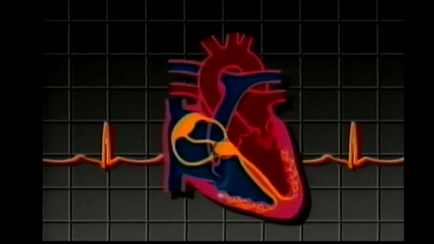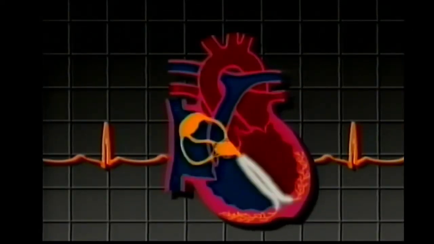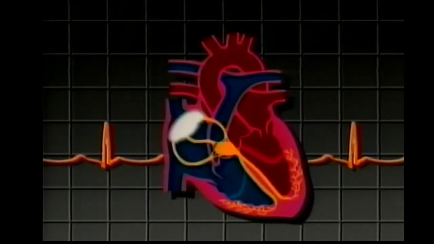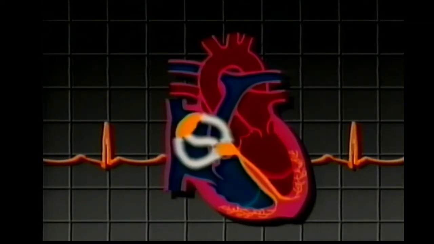The sinoatrial or SA node is the primary pacemaker in the normally functioning heart. It initiates electrical impulses from its location in the right atrium near the entrance of the superior vena cava. Conduction of the impulses to both atria occurs over internodal pathways and results in atrial contraction. Atrial contraction pushes blood into the relaxed ventricles, filling them.